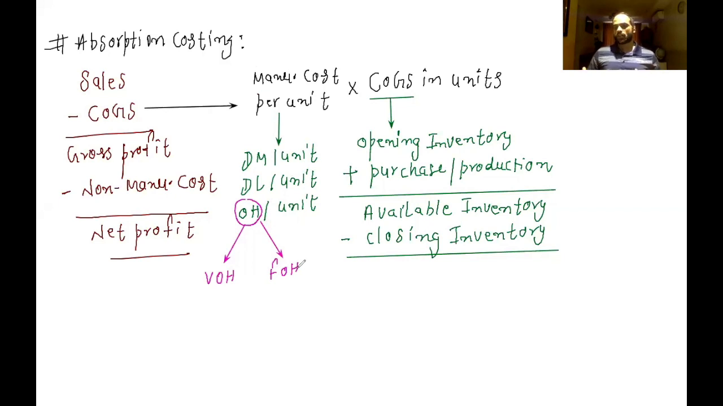Variable overhead is generally given in units. So you don't have to calculate variable overhead per unit. Always remember variable cost is generally given in units, right? Because if units increase, cost increases. So variable cost is generally given per unit, fixed cost is generally given in total, because number of units does not affect fixed cost.